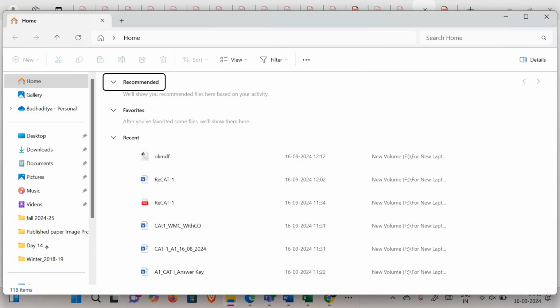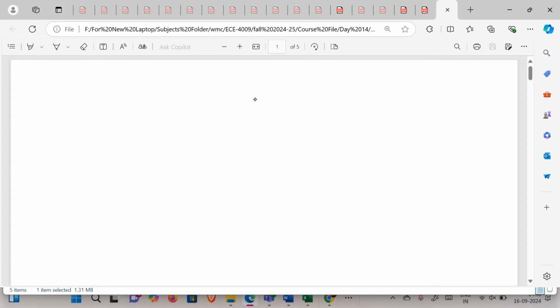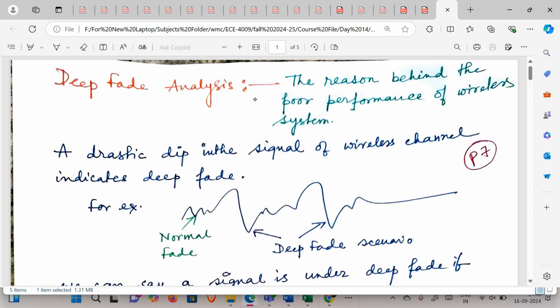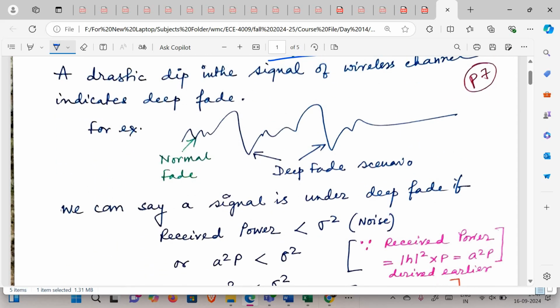Let me just show you that. Now, the last element where we end our today's discussion is something called deep fade. As you can see, it is the reason behind the poor performance of a wireless system. The reason is basically how those H values are affecting the overall calculation. So that is being called the deep fade. And as you can see from the diagram, what exactly is meant by deep fade is given by this diagram.